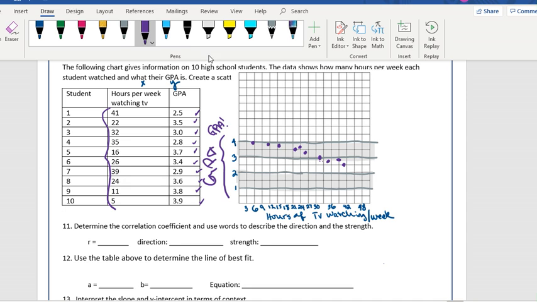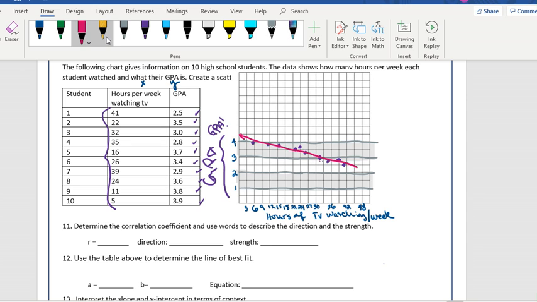But here's my line, and if I were to estimate a line of best fit, it looks like it would go something along that way. Okay, that looks like where it would go. And we cannot have a 5.0 GPA, so is that believable? Maybe not. That's okay. All right, determine the correlation coefficient and use words to describe the direction and the strength.